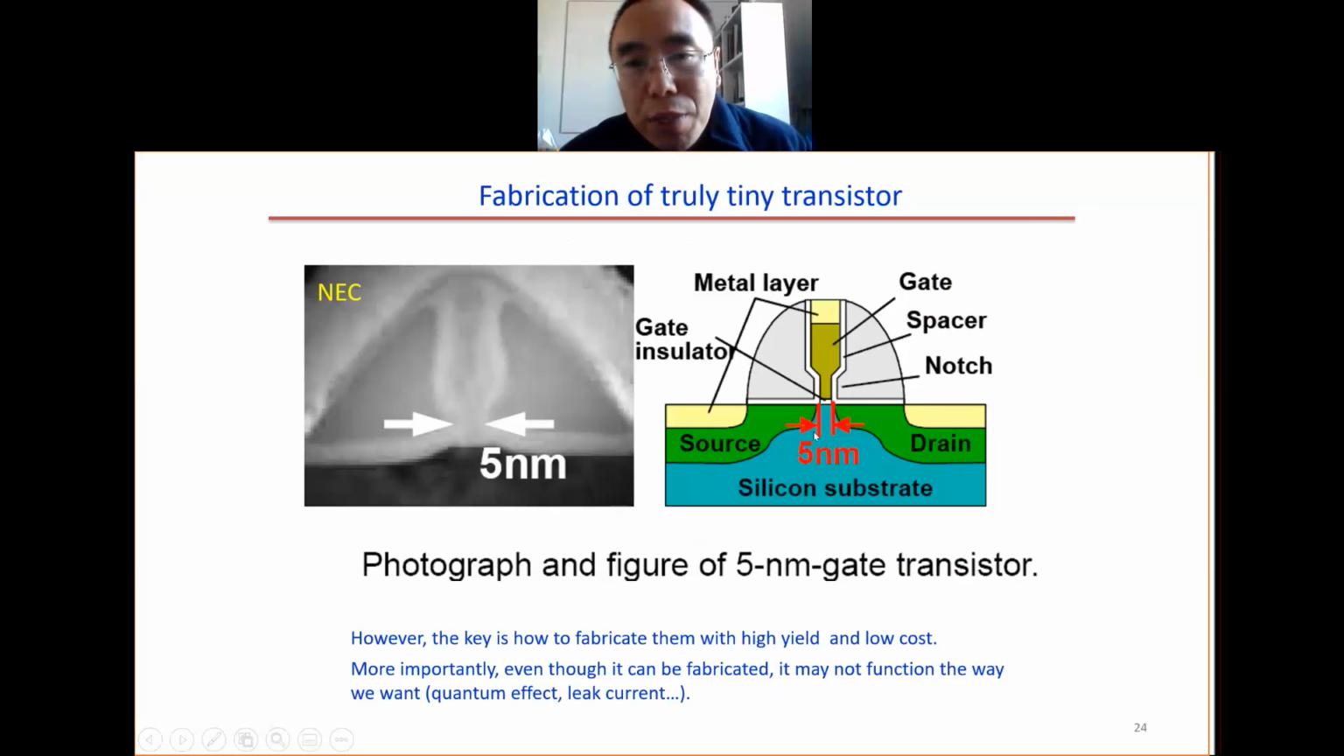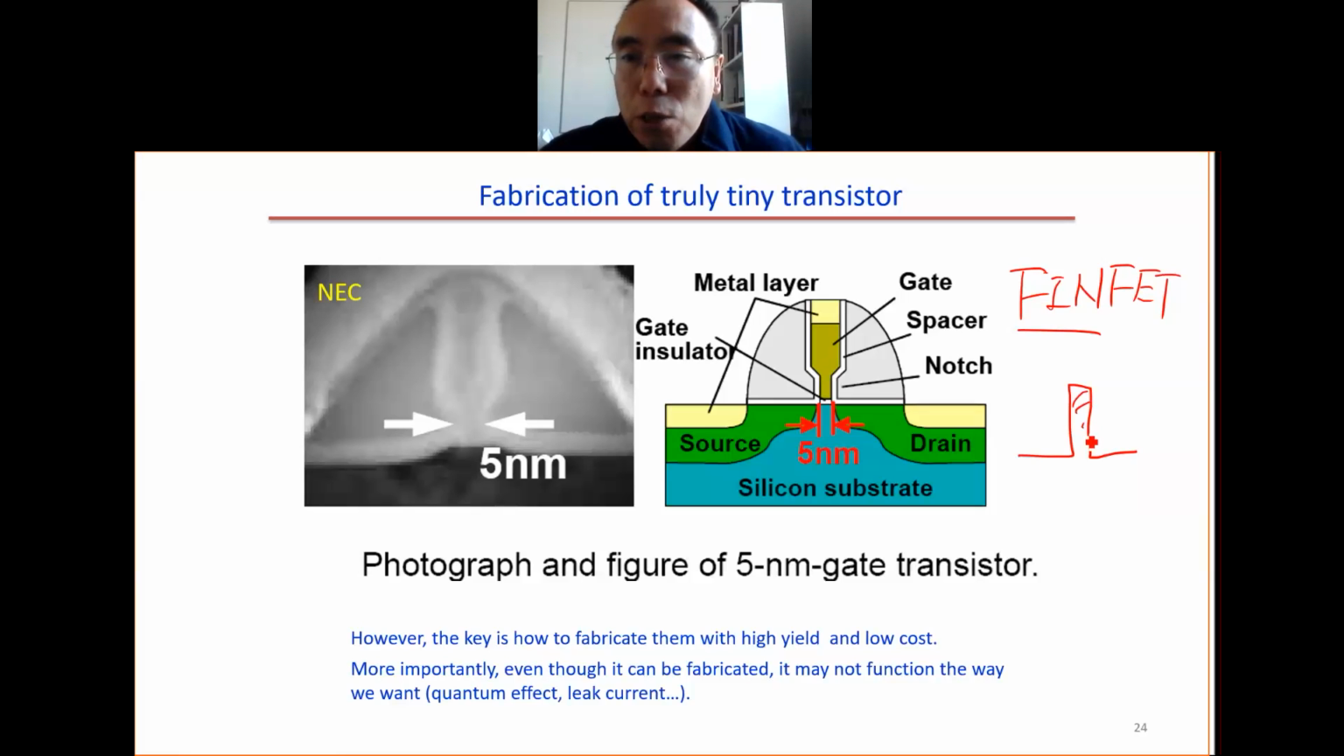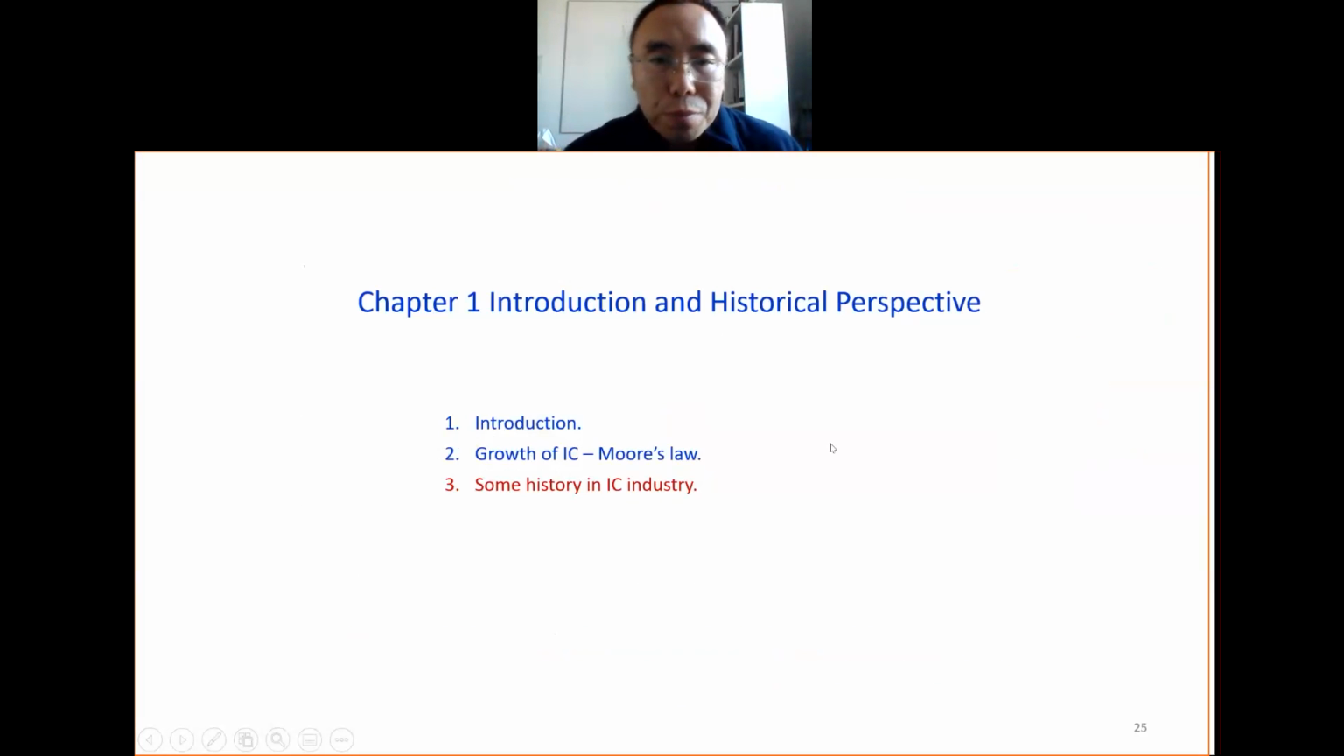So it is possible to make the gate very, very small. In this case, it's 5 nanometer. But in reality, such a device will not work because the gate here cannot turn this off. There will be leakage. Today, 5 nanometer is not made this way. Today, 5 nanometer is made by something called a FinFET. Fin is something like this. This is the fin, and we have the gate all around. Because the gate is all around, holding the fin, it can turn off. Otherwise, if the gate is only on the top, it cannot turn off the channel.